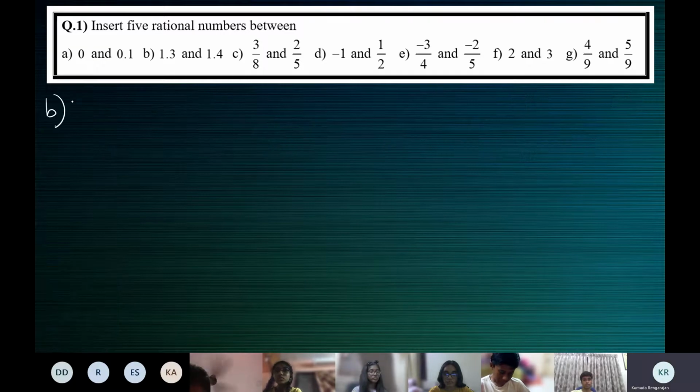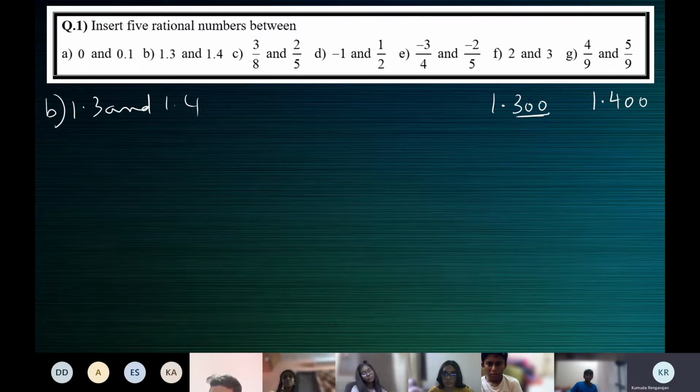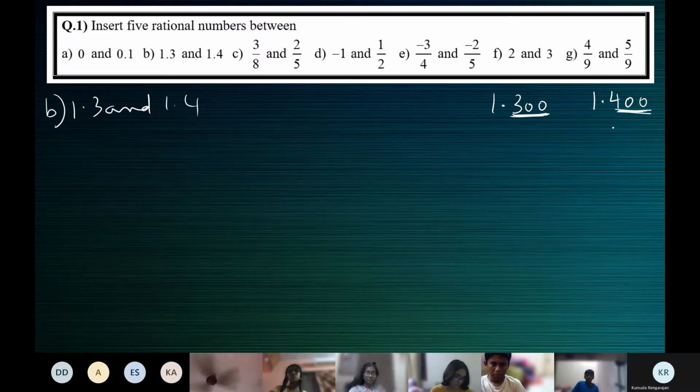Now somebody tell me, is this correct? Can I treat 1.3 as 1.300? And can I write 1.4 as 1.400? You must have the same number of digits after the decimal point. So now between 300 and 400, what are the numbers between 300 and 400?